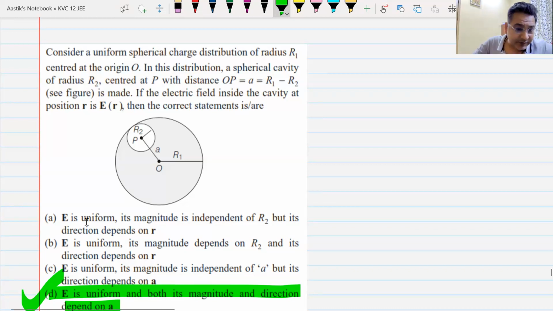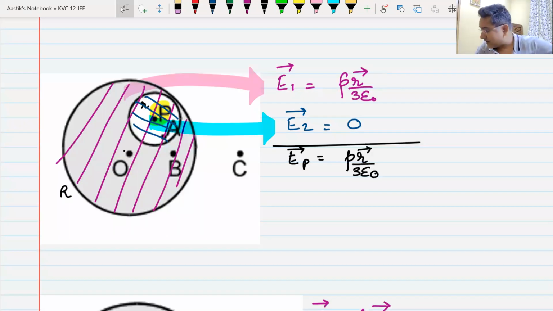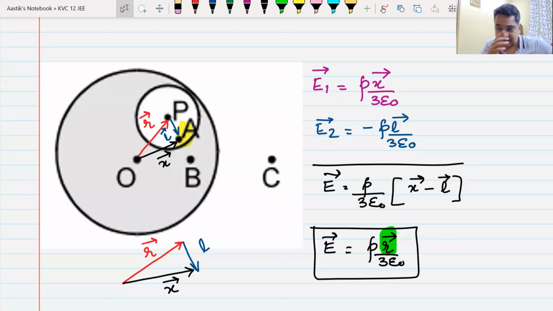Okay. But our question has still not finished. We have found out the electric field at point P. It was rho r by 3 epsilon naught. We have found out the electric field at point A, a general point. It is also rho r by 3 epsilon naught. That means it does not depend on the position of the point. It only depends on where the center of the hole is. But still 2, 3 points are left: point O, point B, point C.